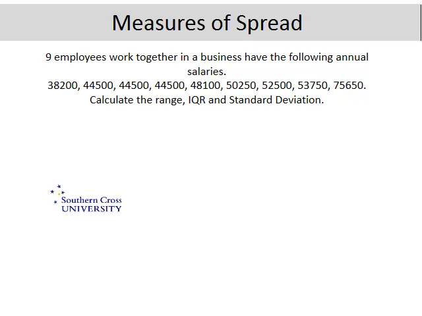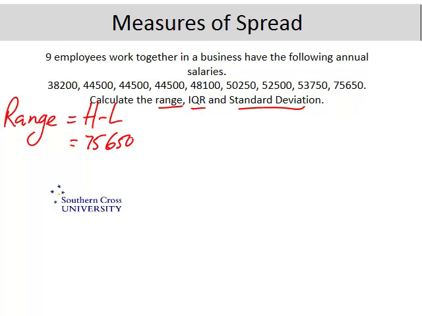This video is about measures of spread, and we're using the same examples as last time. So we're back to our 9 employees and their annual salaries, and this time we're going to work out the range, the interquartile range and the standard deviation. So we know that the range is highest minus lowest, so that is 75,650 take away 38,200, which is equal to 37,450.